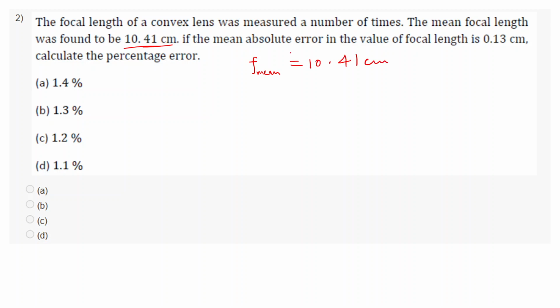We did that experiment many times and the mean focal length value we found is 10.41 centimeter. Now if the mean of all the absolute errors in the value of focal length is 0.13 centimeter, calculate the percentage error. Again, for percentage error in focal length value, the formula is this.